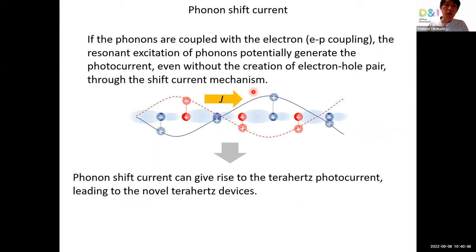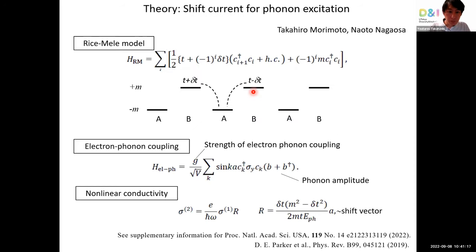If the phonons are coupled with the electrons, through electron-phonon coupling, the resonant excitation of a phonon can generate the photocurrent, because the creation of one phonon changes the electronic state, and a change of the electronic state can show the shift current. Okay, so the theory part is developed by Takahashi, Morimoto and Naoki Nagaosa at the University of Tokyo and RIKEN.